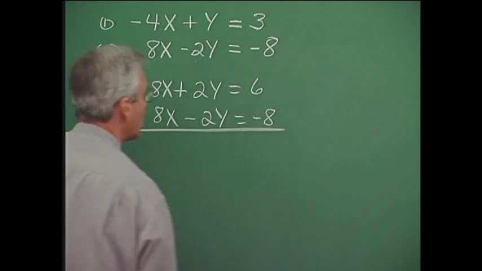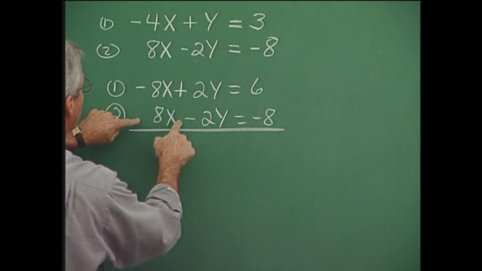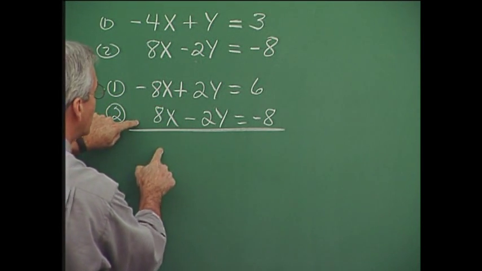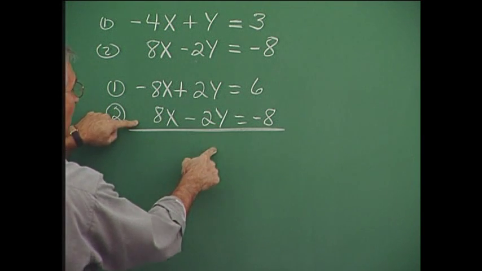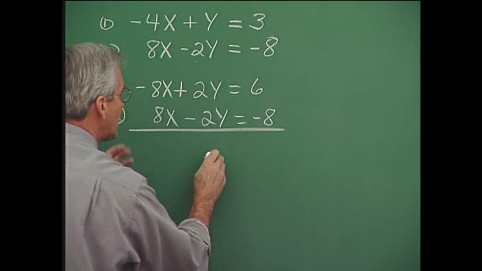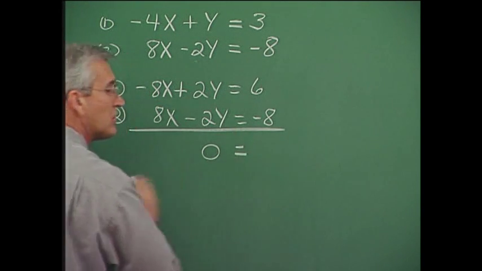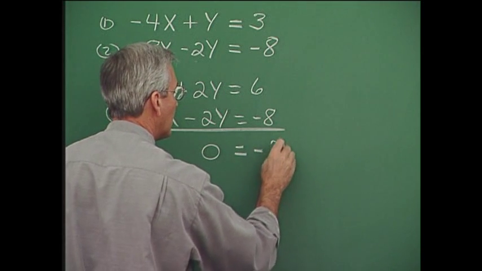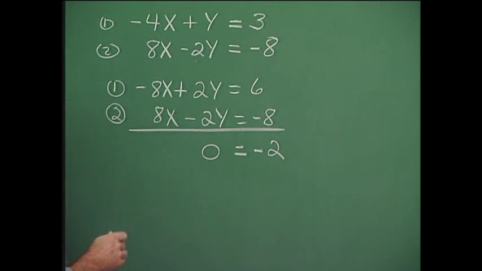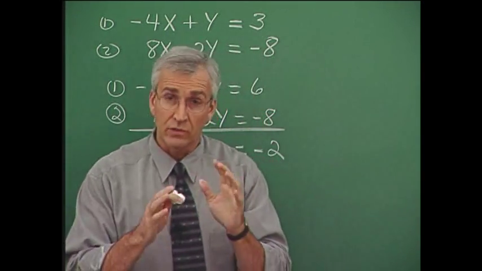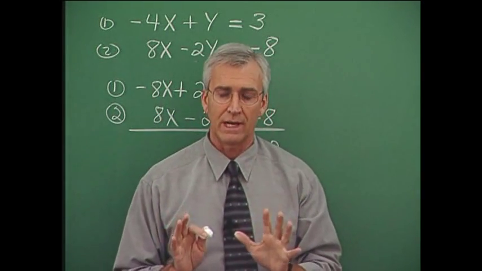And add the two equations. Minus 8x plus 8x, 0x. That term goes out. 2y minus 2y, that term goes out. The only thing left on the left side then, when we add the two equations, is 0. And on the right, we have 6 minus 8, that's negative 2. So all of the letters disappeared from the system of equations once we've manipulated it this way.